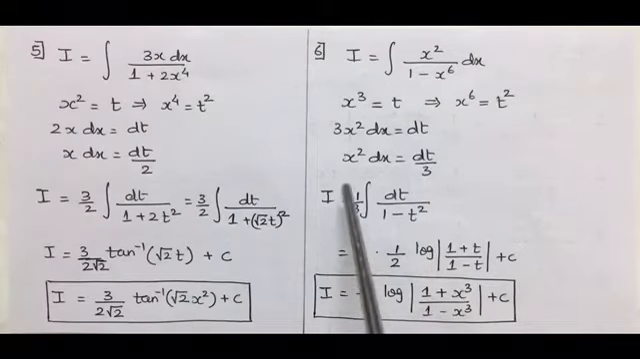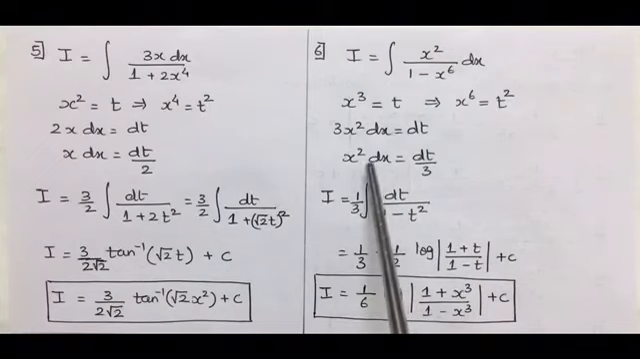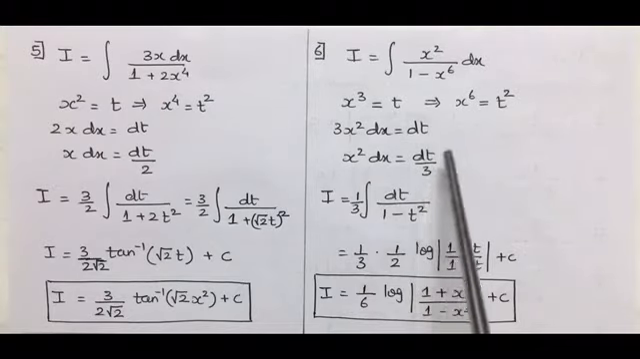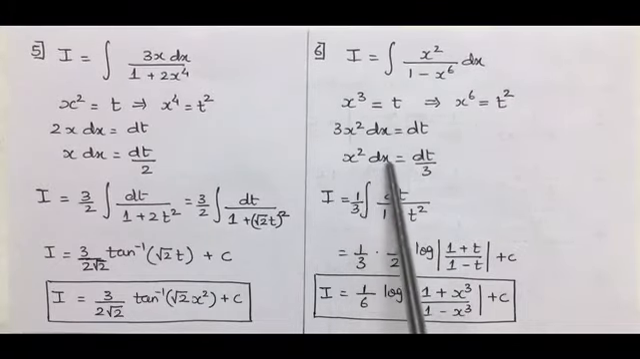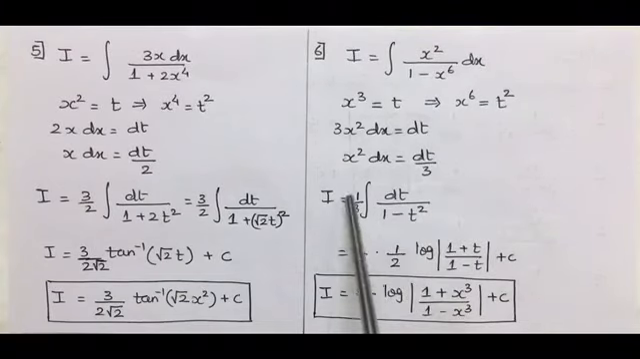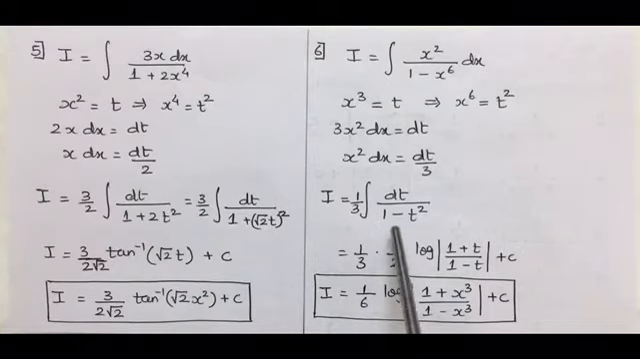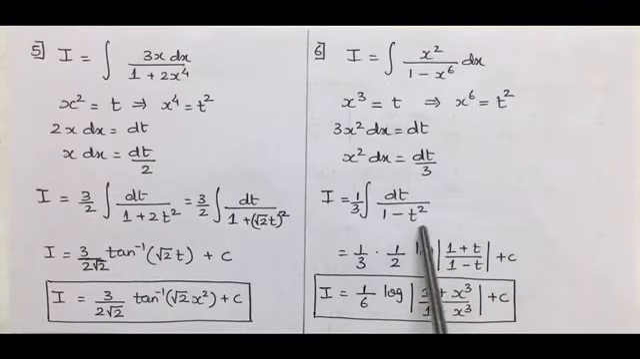Now after all the conversions, we'll substitute x by t in the example. So I is equal to, x square dx is dt by 3. So dt, and 1 by 3 is constant, so it is outside the integration. 1 minus x raised to 6 is t square. So 1 minus t square.